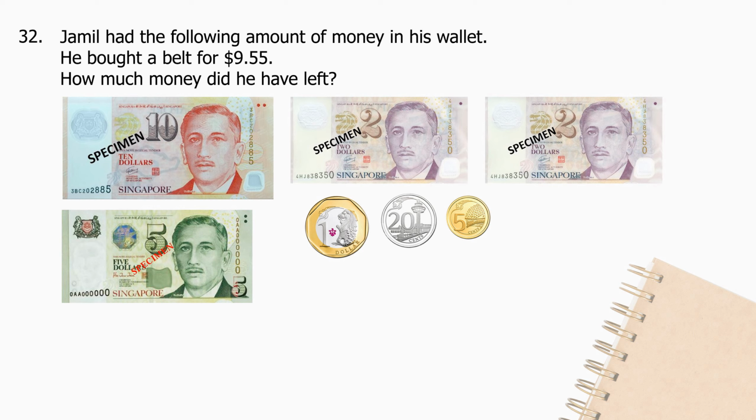Question 32. Jamil had the following amount of money in his wallet. He bought a belt for $9.55. How much money did he have left?